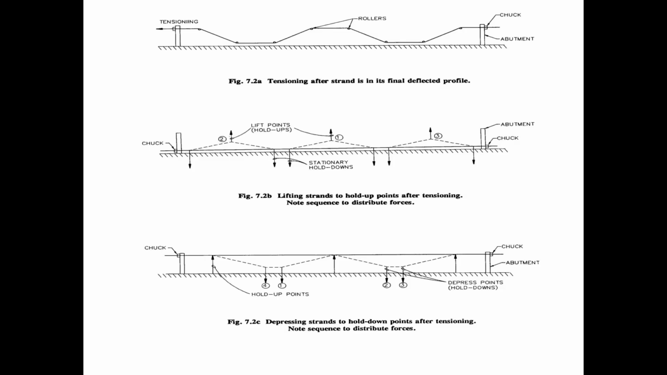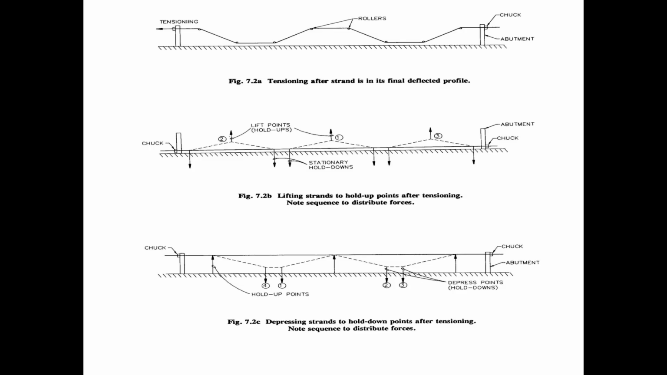If we're adding elongation to the strand, then we're increasing the force in the strand. So before we can tension the strand in the straight position, we have to calculate how much force that strand is going to gain when it goes from the straight position to the draped position. And then we're going to deduct that force from our tensioning force, so that once the strand is tensioned with the jack in the straight position, and then it's pushed down into the draped position, and it's gained some force, it's at the required force specified by the design engineer.